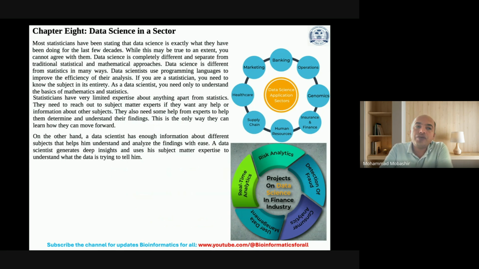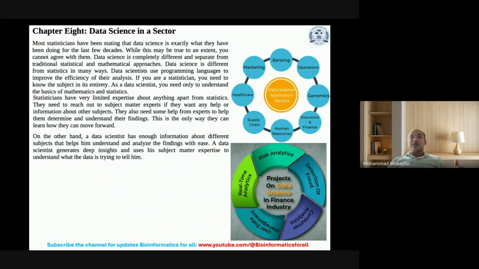If you want to understand how data science and statisticians work, most statisticians have been stating that data science is exactly what they have been doing for the last few decades. While this may be true to an extent, we may not agree with them. Data science is completely different and separate from traditional statistical and mathematical approaches. Data science is different from statistics in different ways.